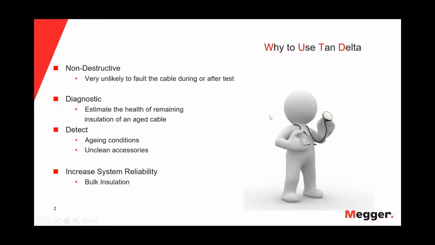Now we'll go into why to use tan delta. Of course, this is a non-destructive test. It is very unlikely to fault the cable during or after this test. It's a diagnostic, so it can estimate the health of the remaining insulation of an aged cable. It's also used to detect aging conditions and possible unclean accessories as well, either a termination or a splice. And then, of course, increase system reliability in the bulk insulation.